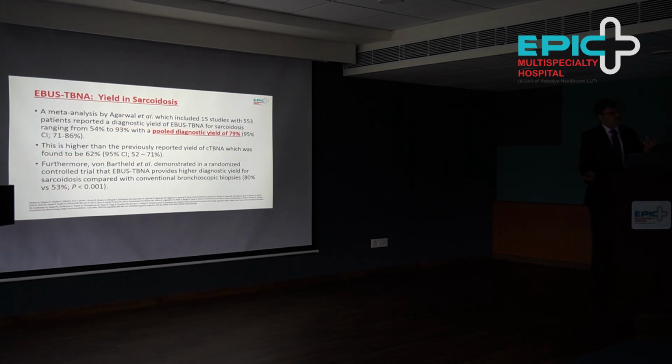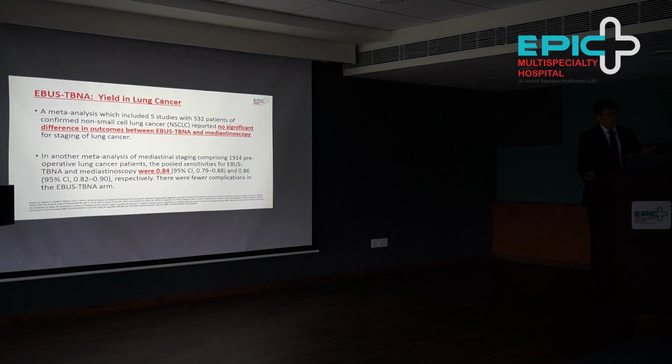Coming to sarcoidosis, sarcoidosis is a bit tough tissue, and hence the yield comes down to around 79%. And in cases of lung cancer, it passes with flying colors. It has 84% sensitivity. It has replaced mediastinoscopy for lung cancer staging for that purpose only.